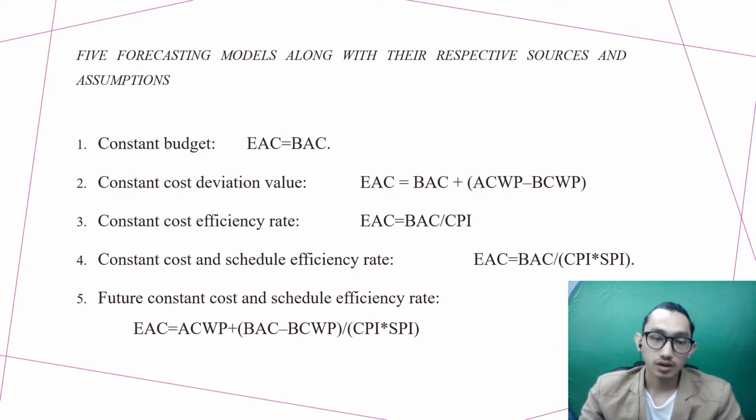Constant budget is EAC equal to BAC. Second, constant cost deviation value is EAC equal to BAC plus ACWP minus BCWP. Constant cost efficiency rate is BAC over CPI. For constant cost and schedule efficiency rate, it is BAC over CPI times SPI. And for future constant cost and schedule efficiency rate, it is ACWP plus BAC minus BCWP over CPI times SPI.